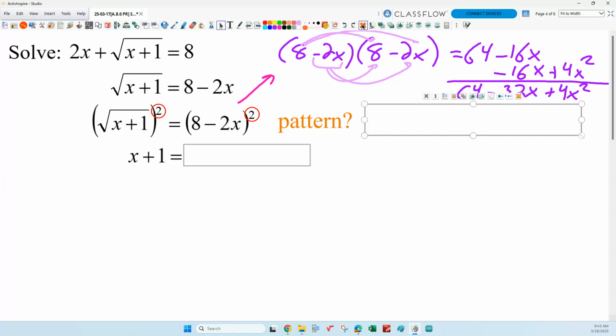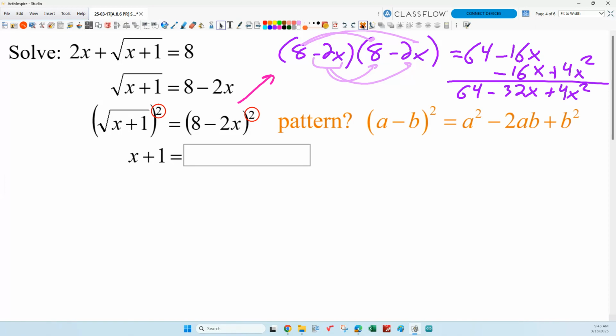So in this case, the pattern is just this one that you know from the memorization test we did. The binomial, the quantity a minus b squared, fits the pattern a squared minus 2ab plus b squared. Well, what's a in this case? 8. Yes, this is my a right there. What's my b? Yeah, b is just 2x, right? b is what's being subtracted from a. So that would be my b.